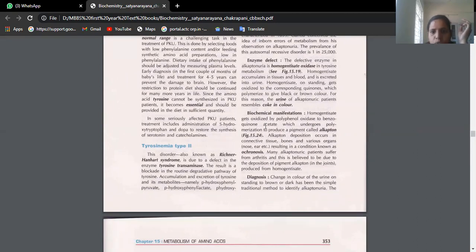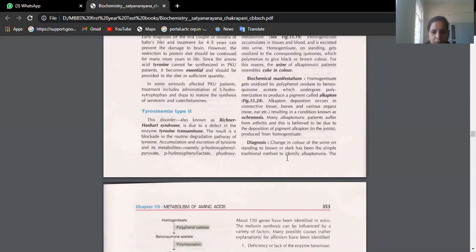If this homogentisate gets oxidized by polyphenol oxidase to benzoquinone acetate, what happens? It gets converted to a polymerized product called alkapton. It gets deposited in connective tissue, bones, nose, ear. In these areas, it will lead to dark black color. That's what is called ochronosis. If it is deposited in synovial membrane and in the joint spaces, it will lead to arthritis. There also you will see dark pigment getting deposited in the joints.